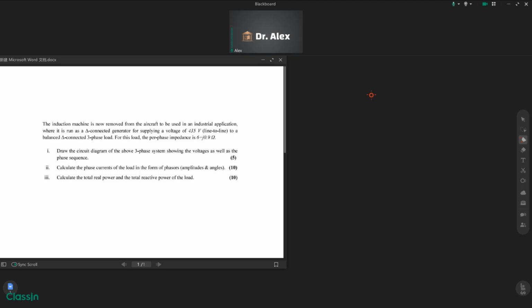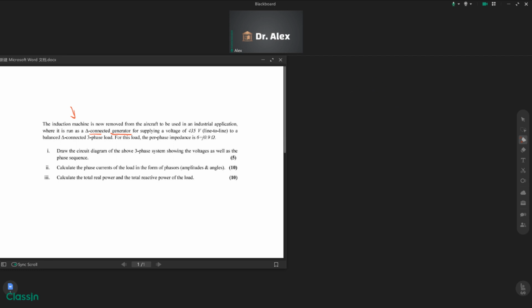Good morning, my friends. Finally, we will touch base for the last part of this question. So, the new scenario is like this. Our induction motor is now about to work as an induction machine, with the function of a generator. It's a delta connected generator.